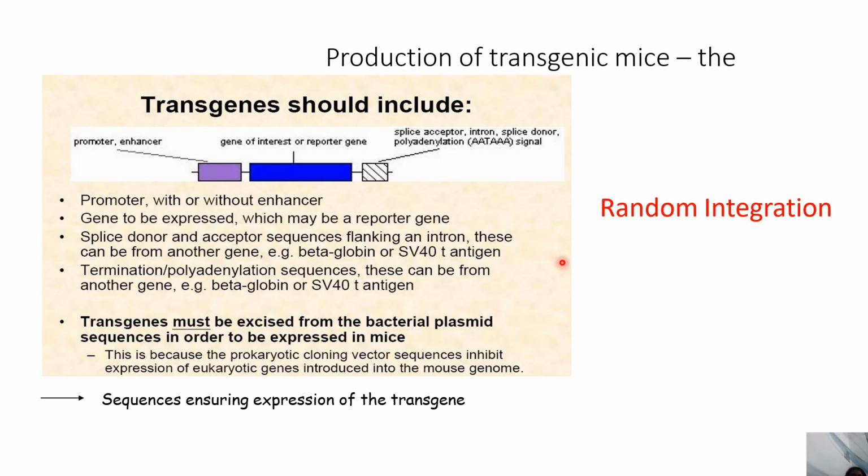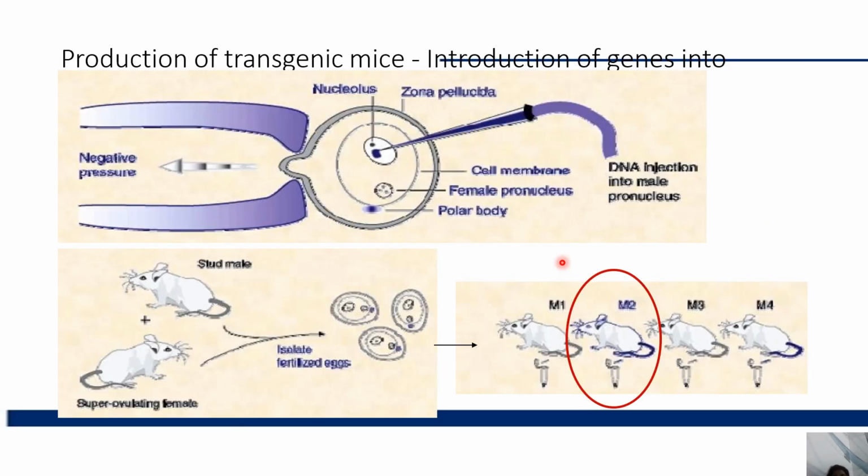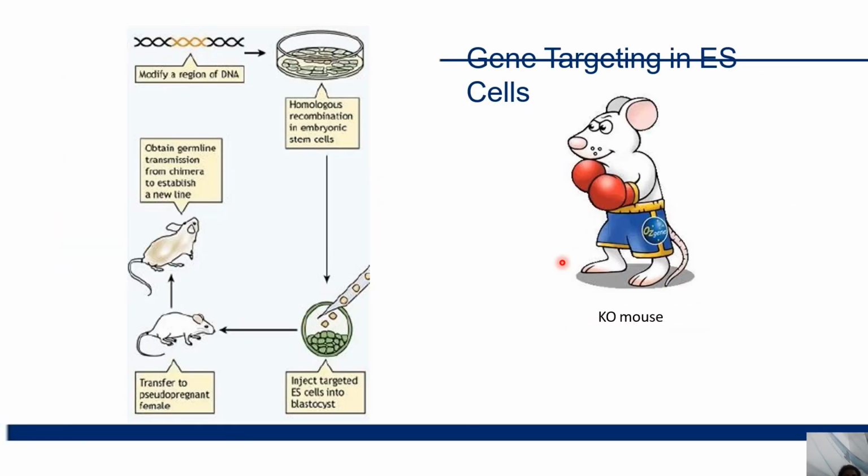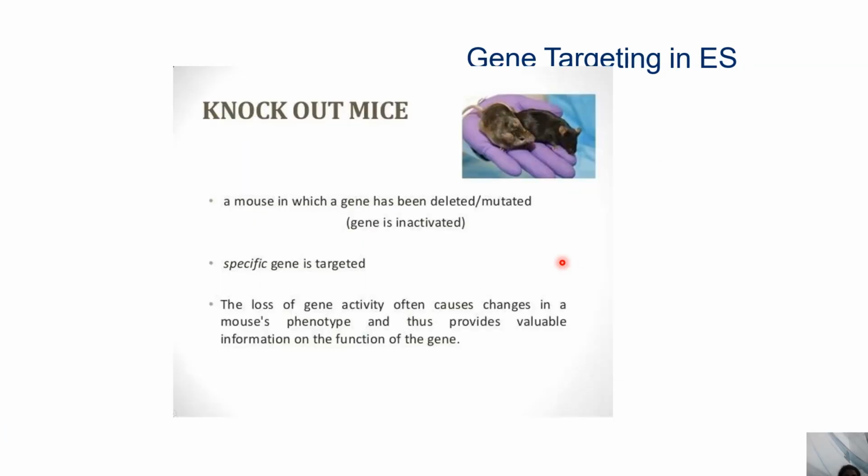Now, transgenes must be excised from the bacterial plasmid sequences in order to be expressed in mice. This is because the prokaryotic cloning vector sequences inhibit expression of eukaryotic genes introduced into the mouse genome. Basically, this is ensuring the expression of the transgene.